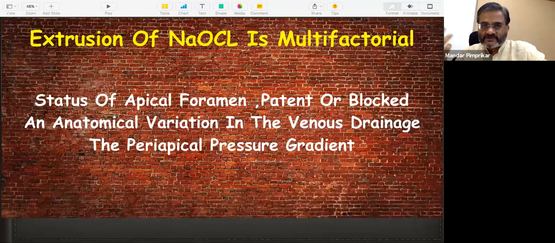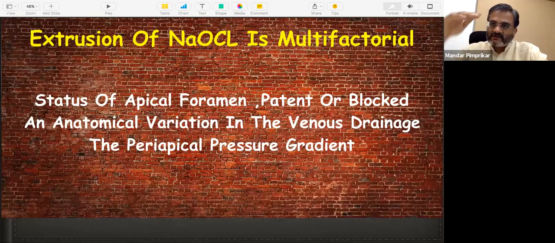Now, the extrusion of hypochlorite is multifactorial. It will depend on the status of the apical foramen, which I just told you about: wide canals, open apex cases. Use negative pressure. That is the safest, because the solution will not be able to cross the tip of the needle which you are placing for negative pressure.